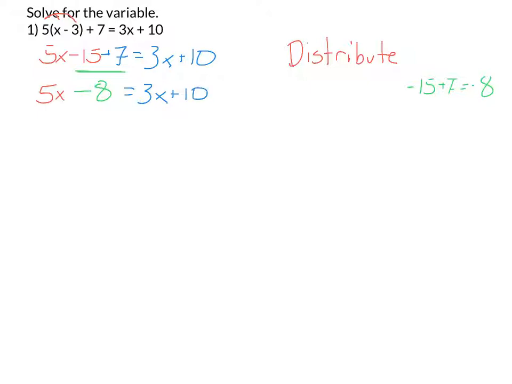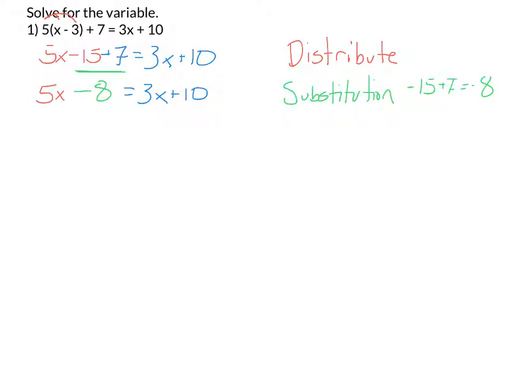Let me replace negative 15 plus 7. Anytime we do replacement, that is called substitution. Right, we replace one thing with something we know is the exact same as it. So that's substitution. Okay, now I have x's on both sides of the equation here.